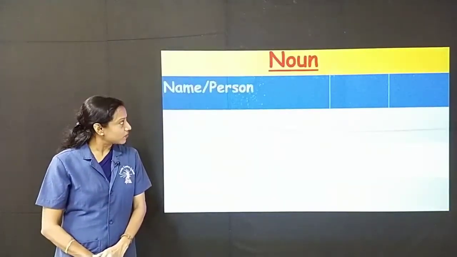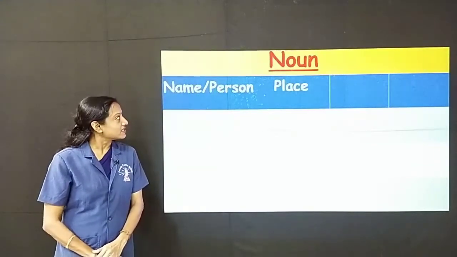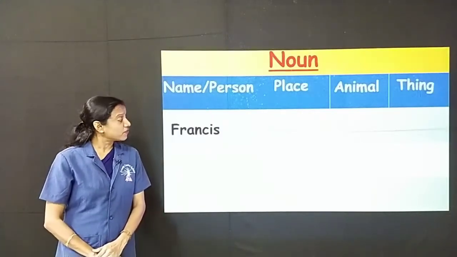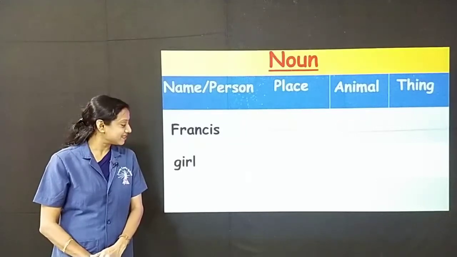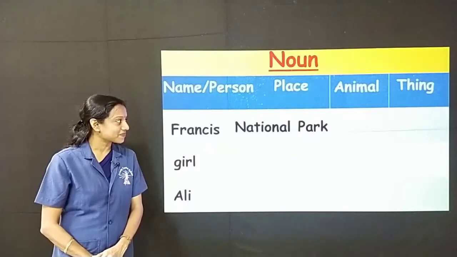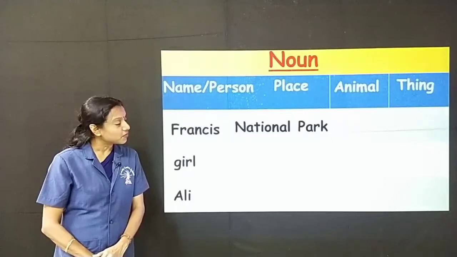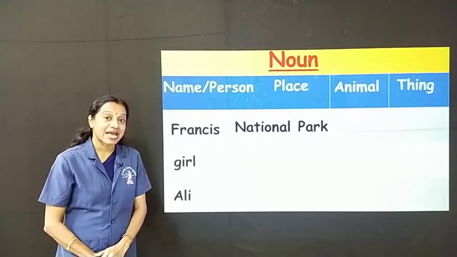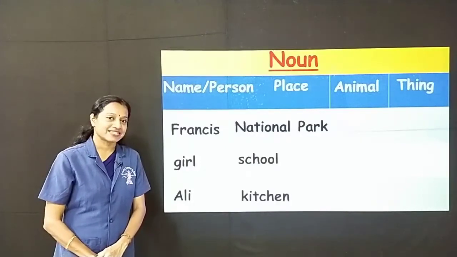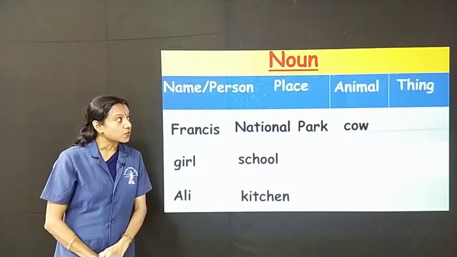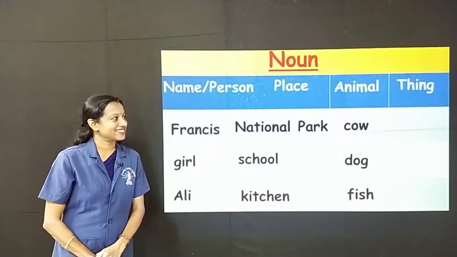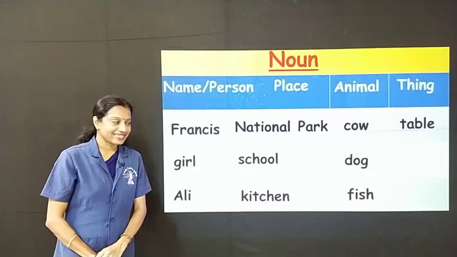Now children, let's look at some more examples of the noun. So that is name, person, place, animal, thing. So Francis, that's a name of a person. Girl, a person here again. Ali, that's a name of a person. National park, that's a proper noun. That's the reason it's written in capital letters. National park. School, a place. Again, a kitchen, even that's a place. Cow, that's an animal. Dog, again an animal. And fish. Table, that's a thing.